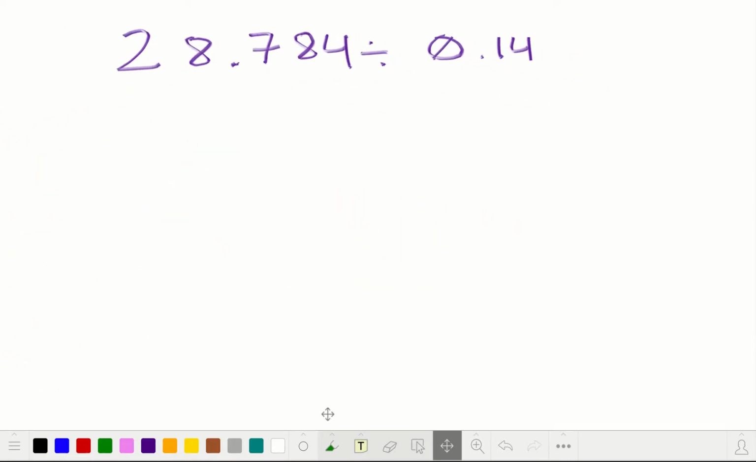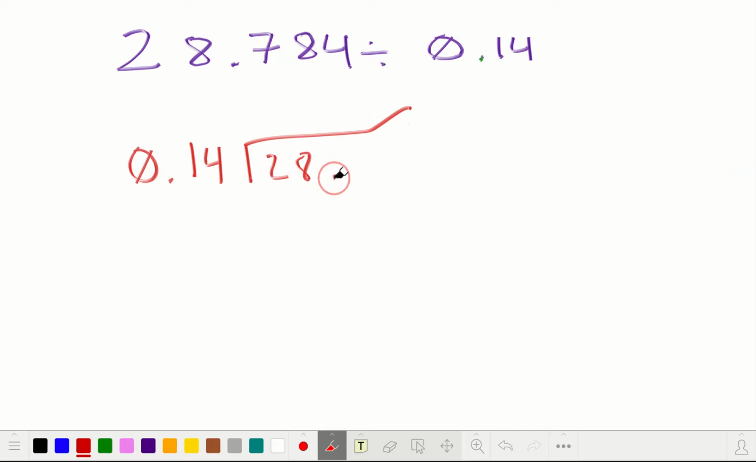So this one is just a little bit more challenging. So you'll see right here, we have 28 and 784 thousandths divided by 0.14. So you'll notice we have a decimal this time out there. So let's set this up. We have 14 hundredths on the outside. And then on the inside, right here, we have 28 and 784 thousandths.